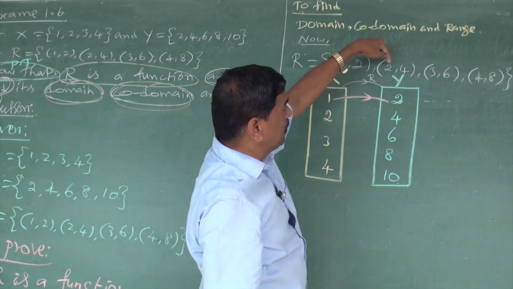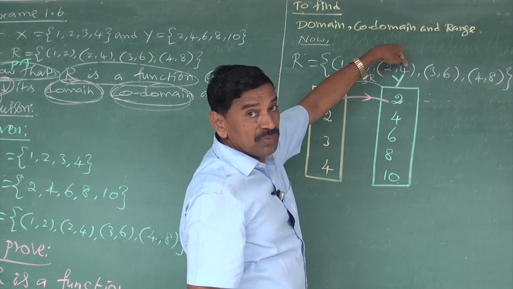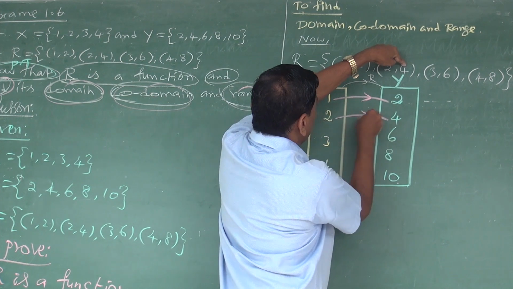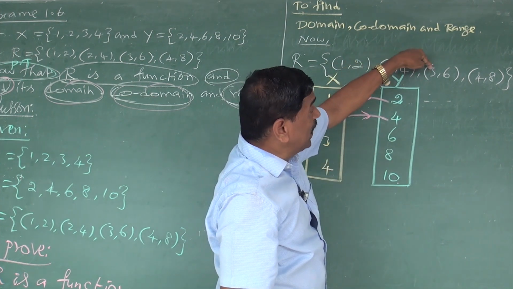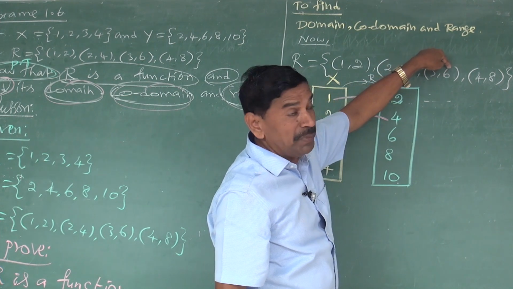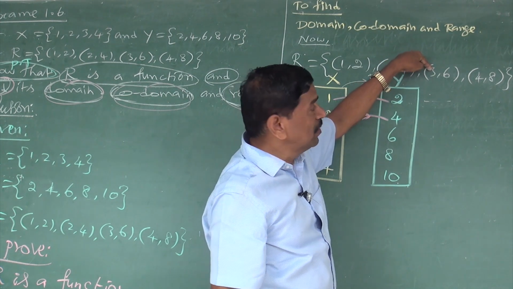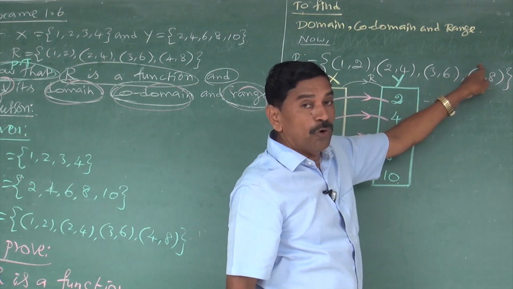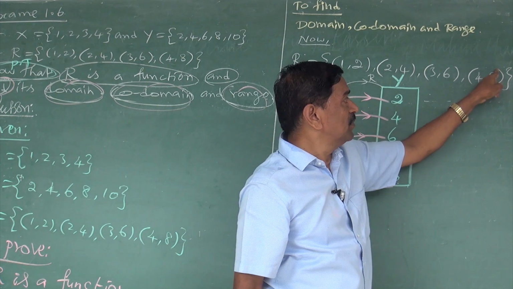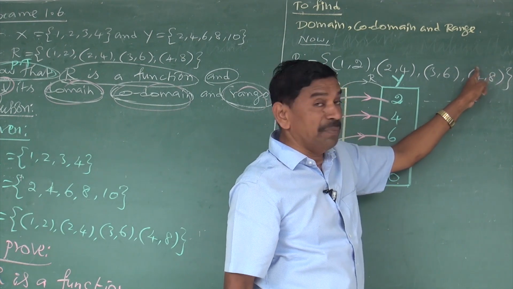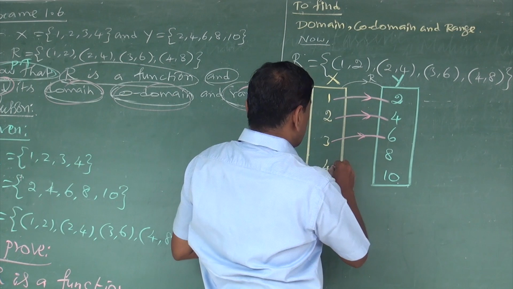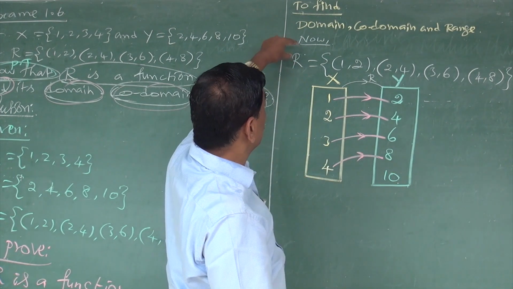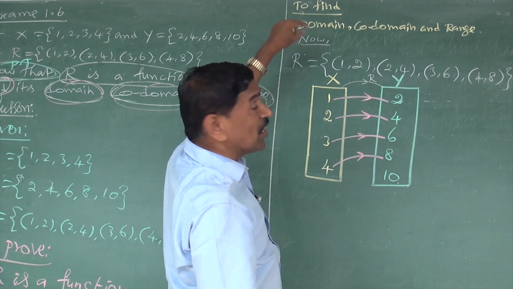Next ordered pair. 2 is related to 4, means 2's image is 4. Yes, 2's image is 4. Next, 3 is related to 6, which means 3's image is 6. Okay. Next, 4 is related to 8. Therefore, 4's image is 8. Okay, that's all. Now, we want to answer whether R is a function or not.